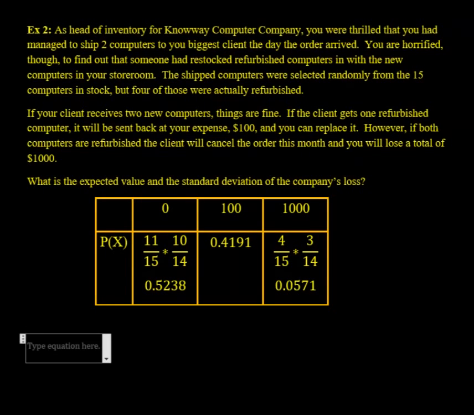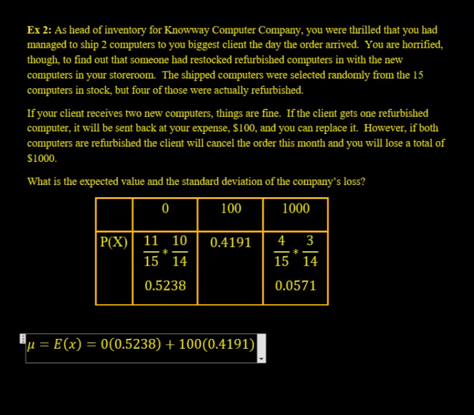Now let's calculate that expected value. So mu, or E of x, mu is just a symbol for expected value, equals $0 loss times its probability, 0.5238, plus 100 times the probability of a $100 loss, 0.4191, plus the probability of losing $1,000, which is 0.0571, which equals $99 and a penny.